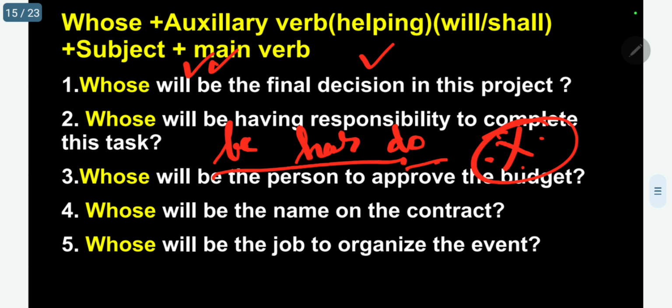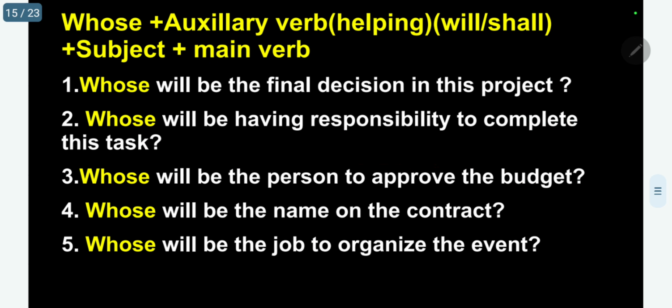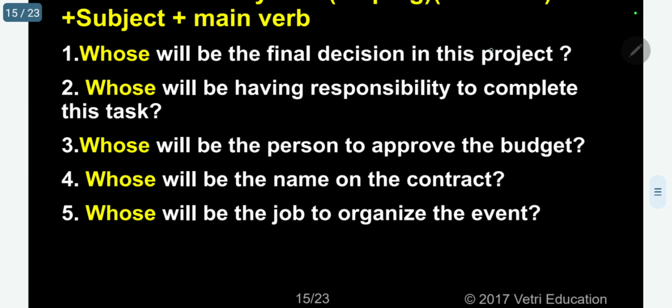Please follow. Whose will be having responsibility to complete this task? Will auxiliary verb, be main verb. Then whose will be the person to approve the budget? Will auxiliary, be main verb. Who will be the name on the contract? Will auxiliary, be main verb. Whose will be the job to organize the event? Will auxiliary, be main verb.